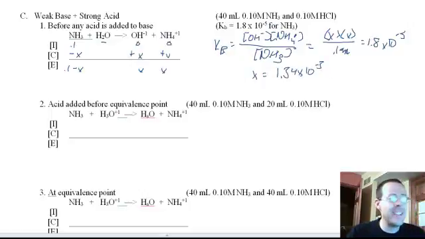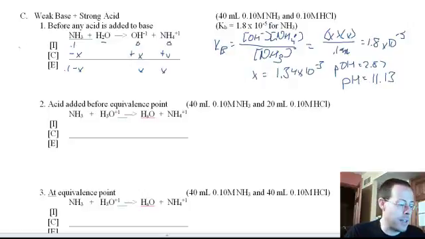Alright, and again, this is now our OH concentration. So we're going to take negative log of this and subtract it from 14. So our pOH comes out to be 2.87, and our pH is 11.13. Okay, which makes sense because we have weak base with no acid in it yet.